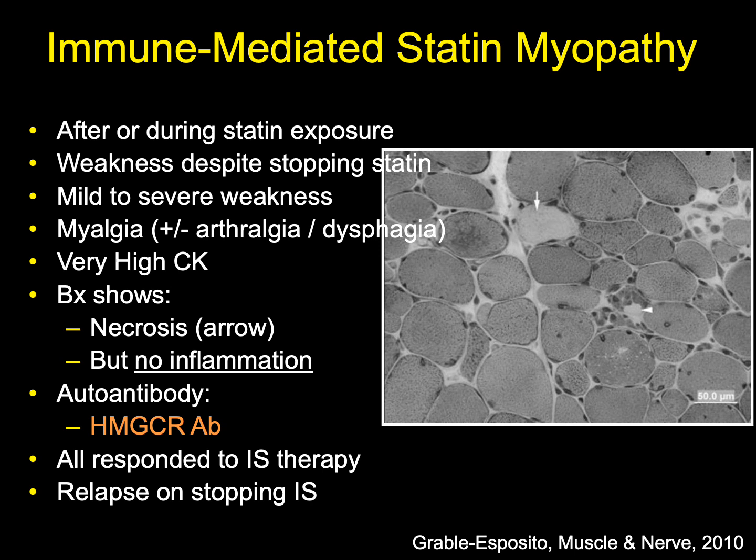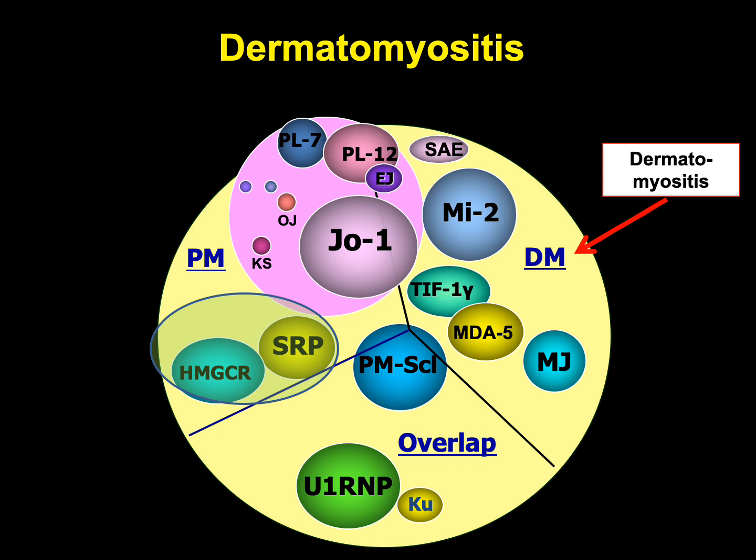Again, this can be easily identified by an autoantibody called HMGCR antibody, and most of these patients respond well to immune suppressive agents. But typically, if we stop the immune suppressive agents such as steroids, it tends to come back. In this entity, what many researchers, including us, have observed is that a drug called IVIG or immunoglobulin works really well for these patients.